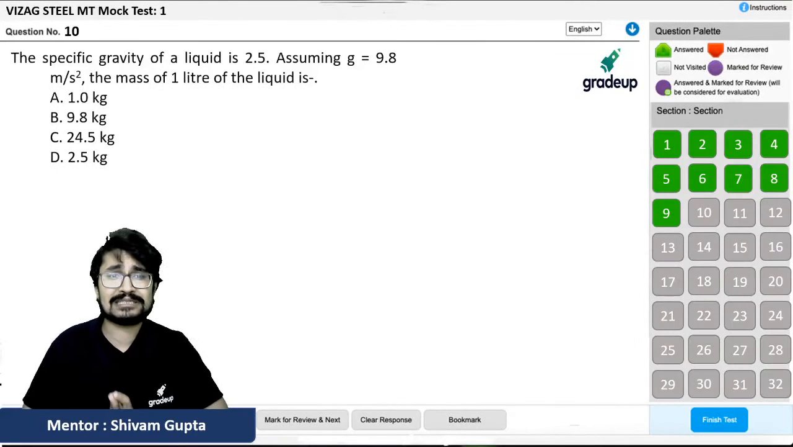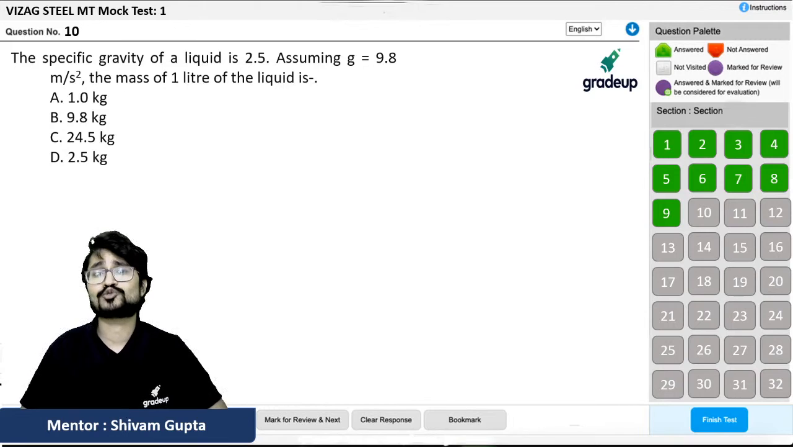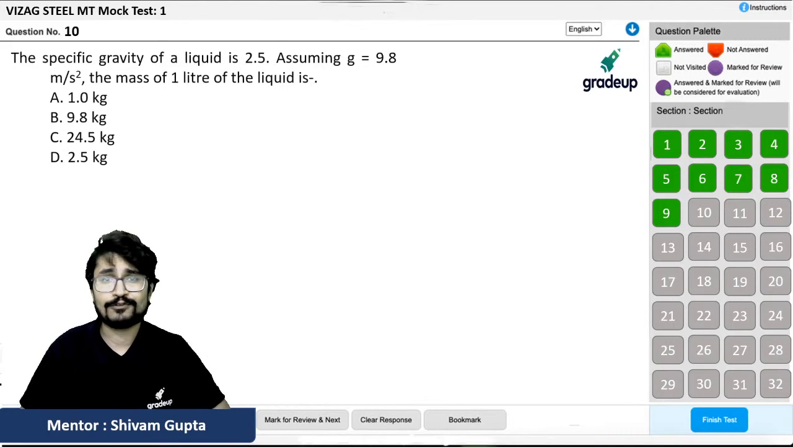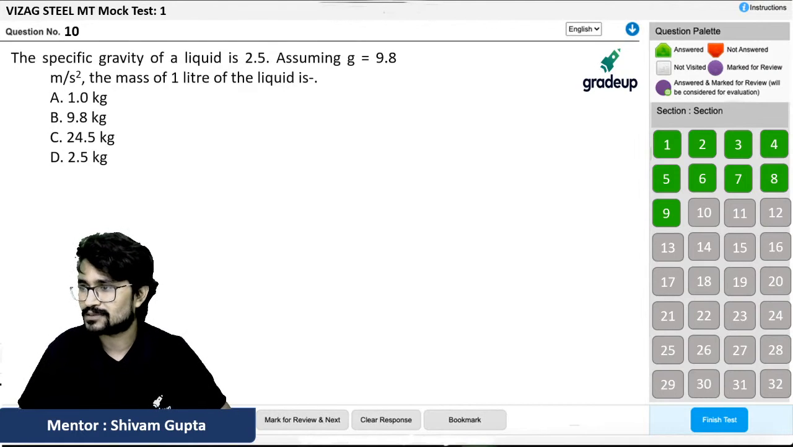Okay, and the question is, it is saying that the specific gravity of a liquid is 2.5, assuming g equals 9.8 meter per second square, and the mass of 1 liter of the liquid will be 1.0, 9.8, 24.5 or 2.5 kgs. Tell me the answer.